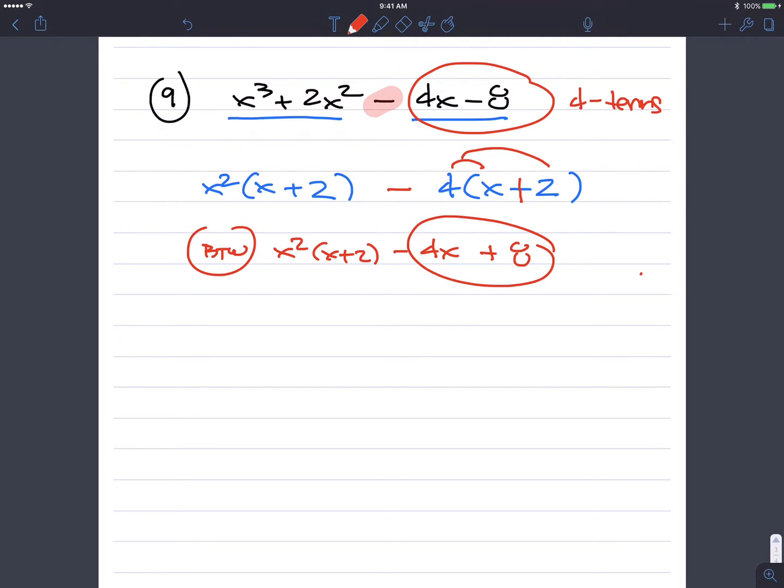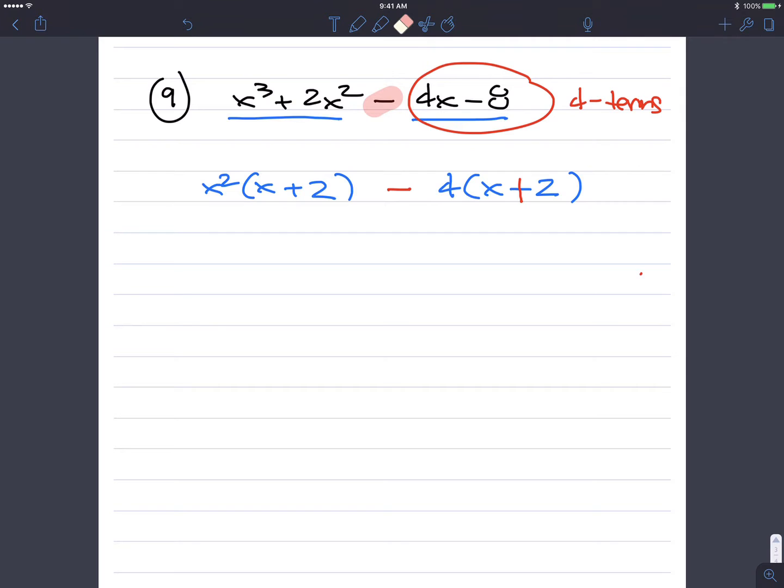Now double check. By FOIL, negative 4 times x is negative 4x. Negative 4 times positive 2. This makes this now here actually a negative. So now they're the same. Okay, so take a look at what just happened here. Let me summarize this. Okay, let me get rid of this work.